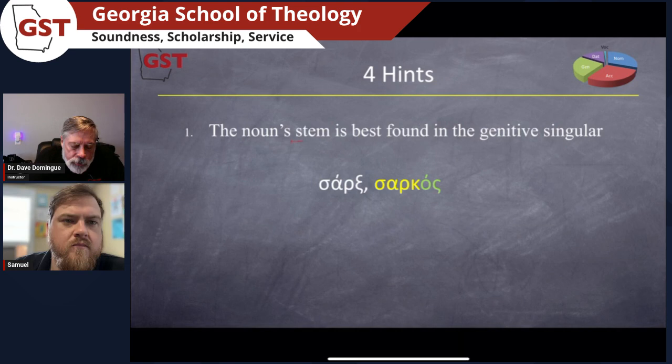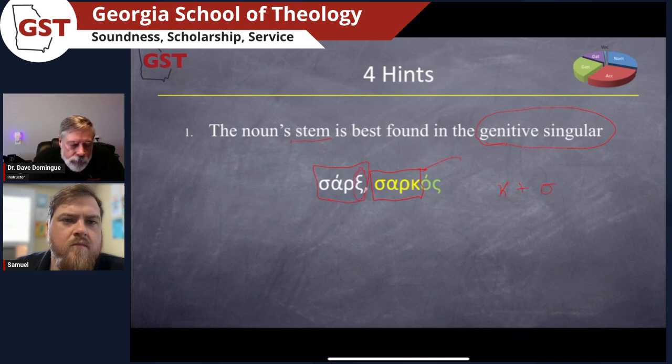The noun stem is best found in the genitive singular. What happens is this is not the stem of the word. The stem is here. And what happens is when a kappa or certain consonants are followed by a sigma, it's going to change. In this case, it changes to this xi.